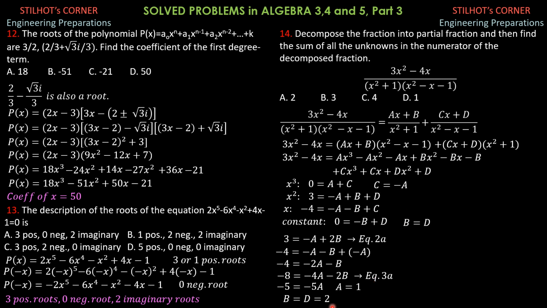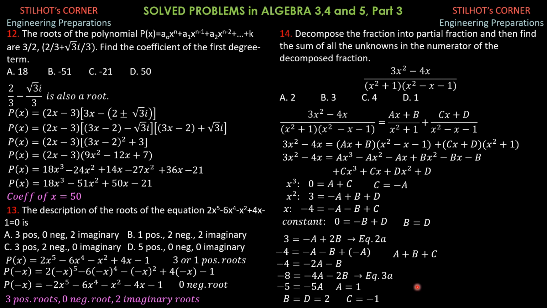B equals D equals 2. And that is from this equation here. Because A is 1, 3 plus 1 is 4, and 4 divided by 2 is 2. So B, which is equal to D, equals 2. And C equals negative 1.